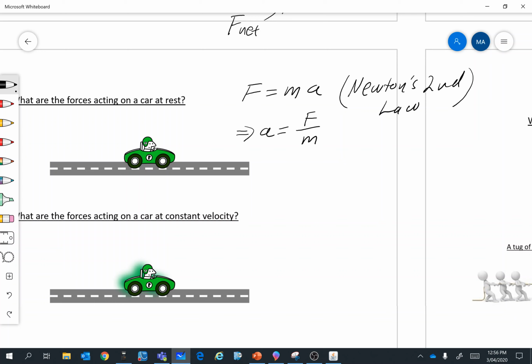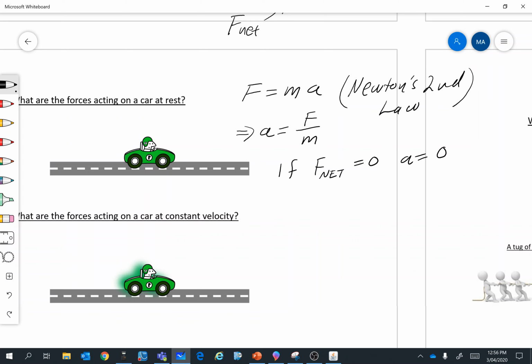So we know that if the net force acting is equal to 0, then it follows that acceleration is equal to 0, because we'll just have 0 over the mass of the object, and 0 divided by anything is 0.